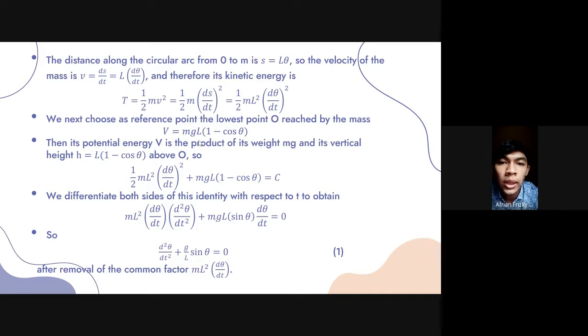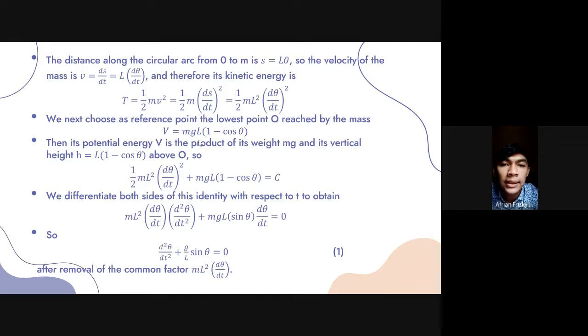And then we choose as reference point the lowest point O reached by the mass. Its potential energy V is the product of its weight mg and its vertical height h, equal to L times (1 minus cosine theta) above O. That is, V is equal to m g L (1 minus cosine theta). So we get a half m L squared (d theta/dt) squared plus m g L (1 minus cosine theta) equal to C.